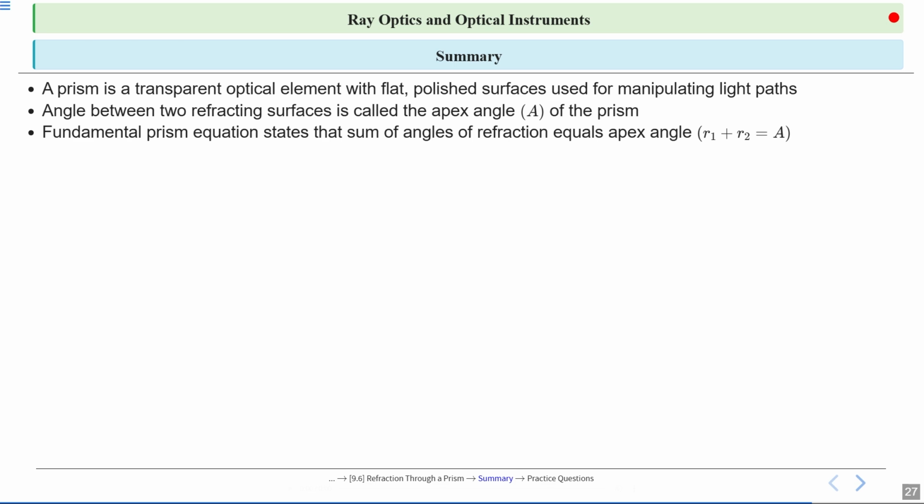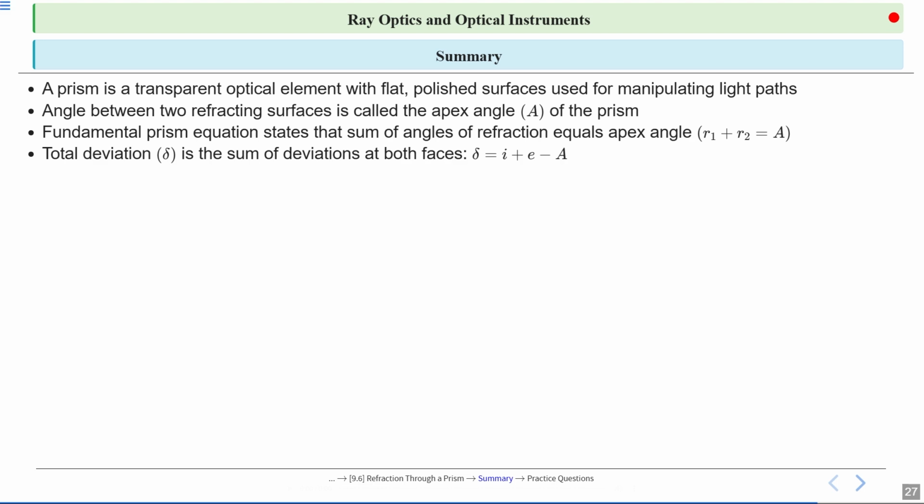Next, we have the fundamental prism equation r1 plus r2 equals A. This equation tells us that the sum of angles of refraction equals the apex angle. Each variable represents an angle of refraction at the prism surface. This relationship is key to calculating how light bends inside the prism, and we will use it to solve problems involving light path.